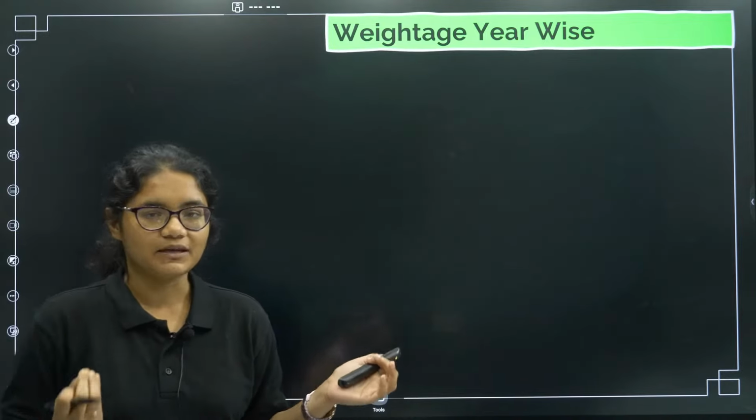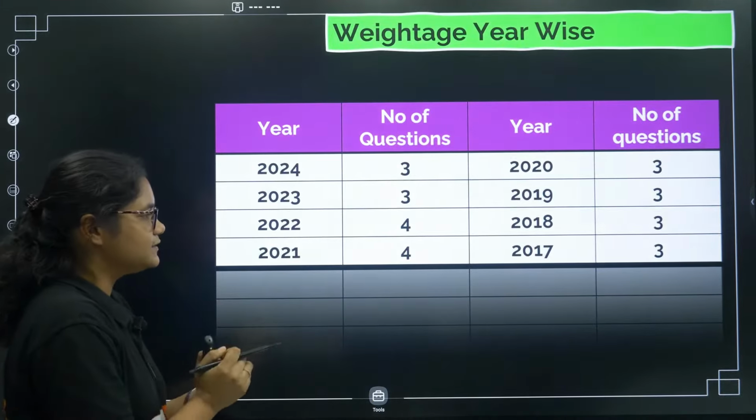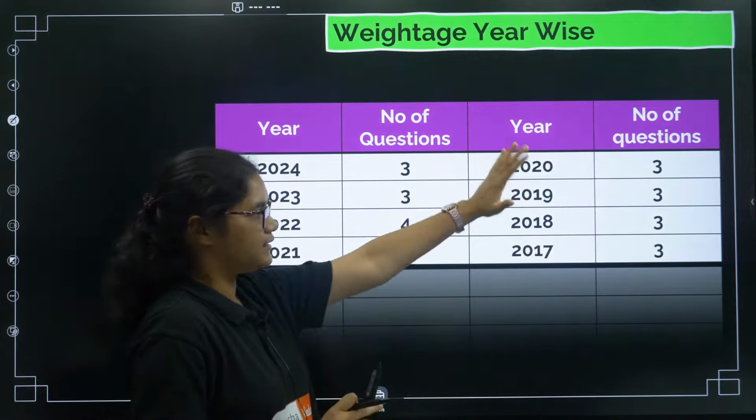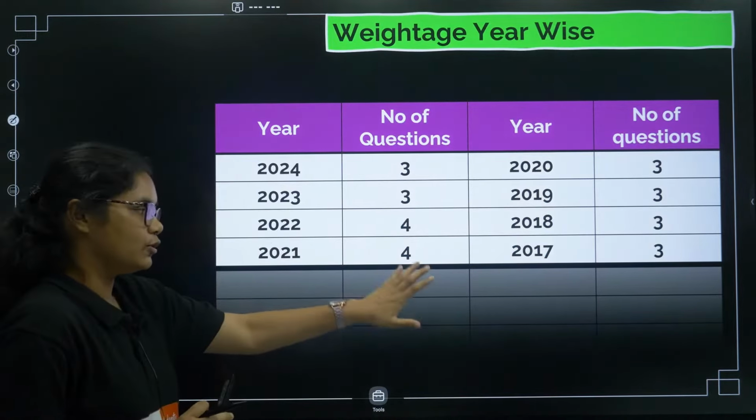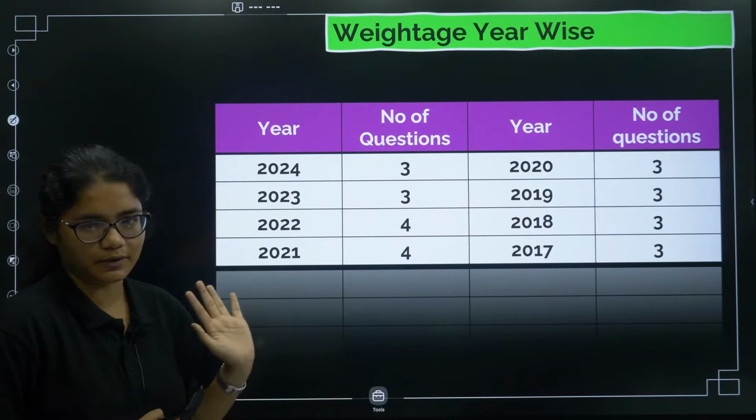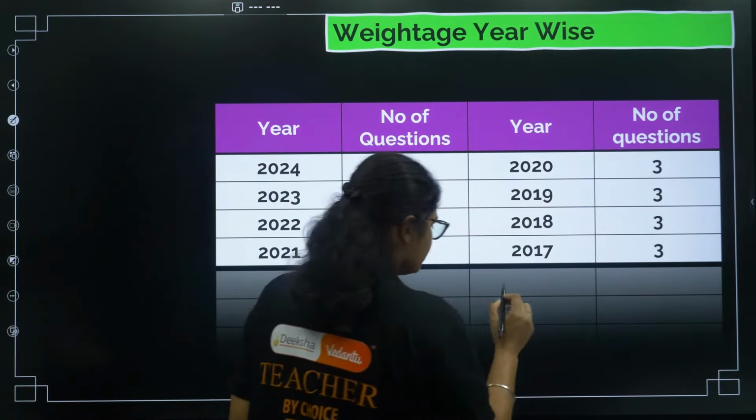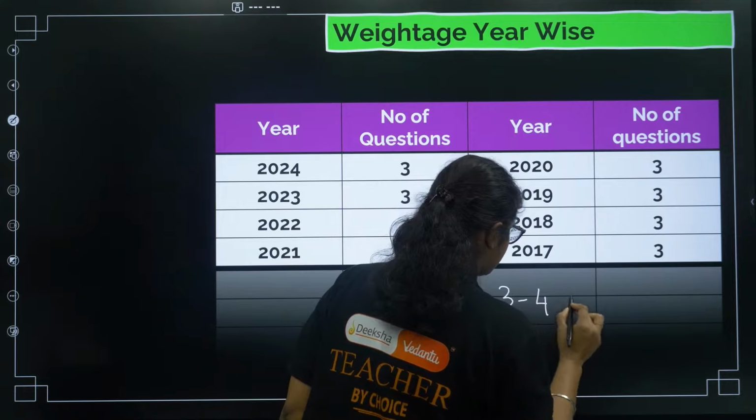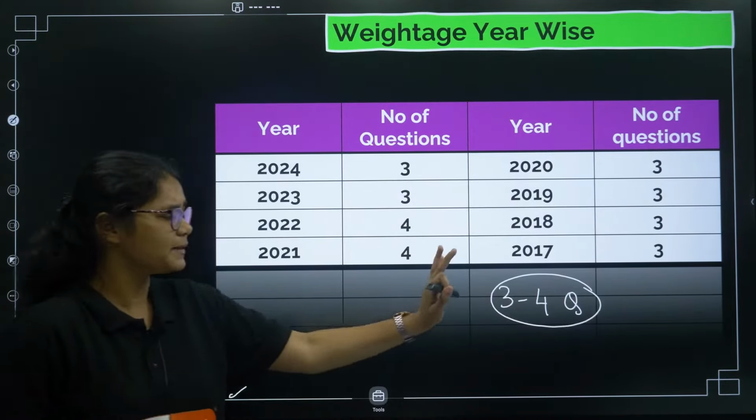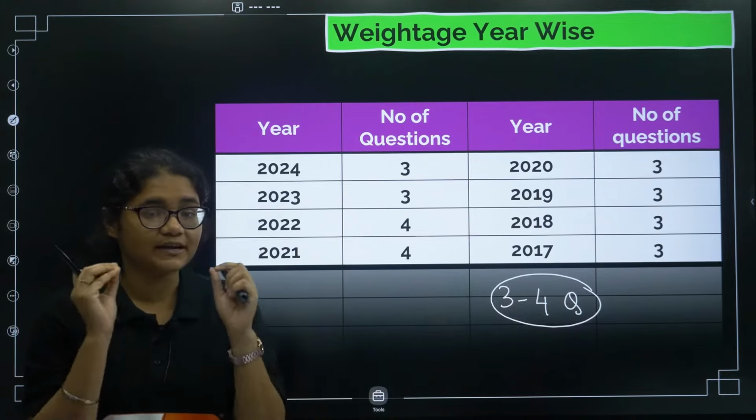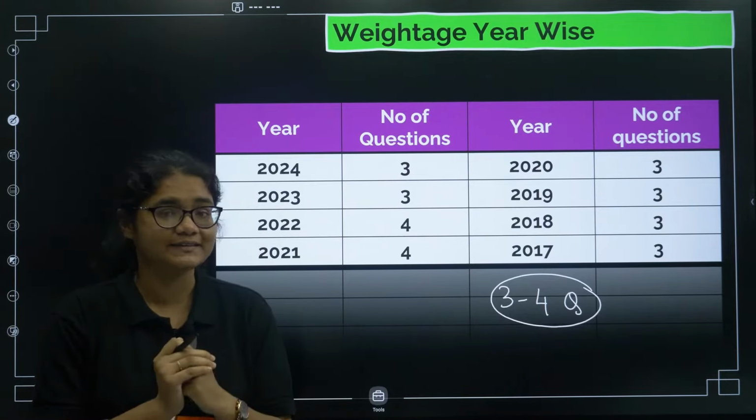How many questions have been asked in the past years? So you can see consistently from 2017 to 2023 questions have been asked. Then 21-22 4 questions, again 23-24 3 questions. So roughly I can say that you can expect 3 to 4 questions from this particular chapter, right? You can expect 3 to 4 questions which can give you 3 to 4 marks in your KCET examination.